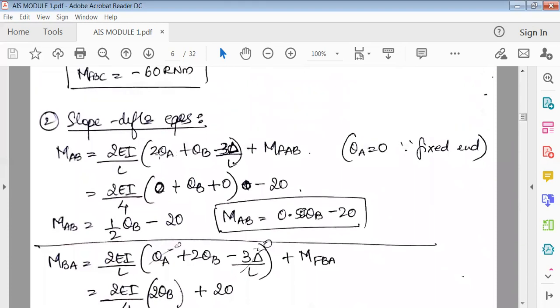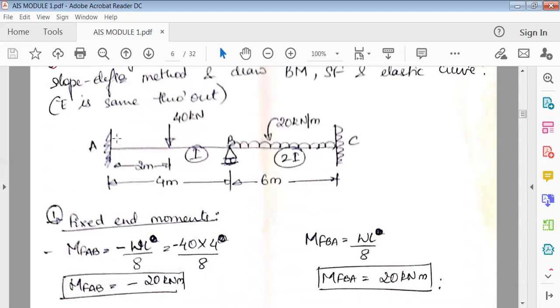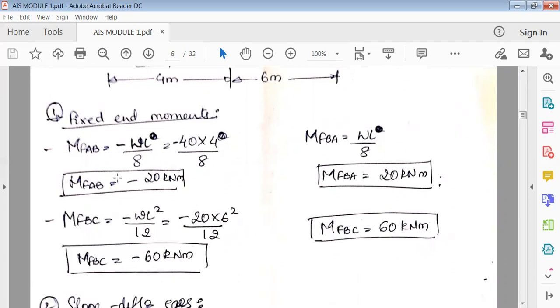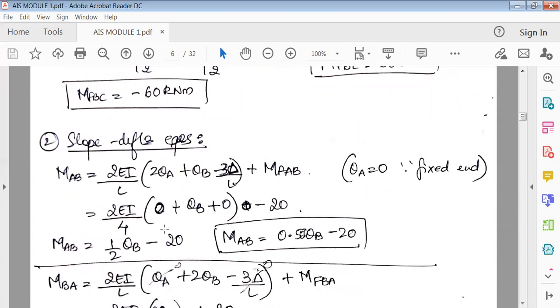Next, theta A. Theta A is a fixed support. Because it is a fixed support, there is absolutely no chance of rotation. So we know that at a fixed support, the rotation is 0 and even the movement is 0. Rotation as well as the displacement is 0 here. So because it is a fixed end, rotation at this would be 0. Then theta B is just a roller support, simply supported, so we'll write only theta B.